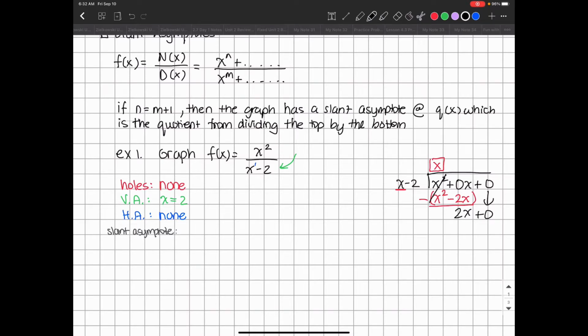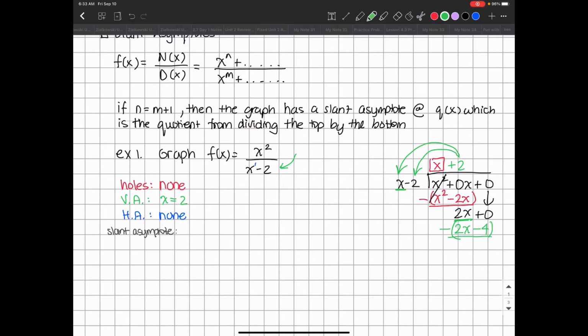Now I'm going back and I'm asking myself, what do I have to multiply x by to get 2x? I have to multiply x by 2 to get 2x. So I'm going to add 2 up here. Then I'm going to multiply 2 times x and 2 times negative 2. When I do that multiplication, I'm going to subtract it from what I have left over. So 2 times x gives me 2x. 2 times negative 2 gives me negative 4. And I'm going to subtract that and see what I get.